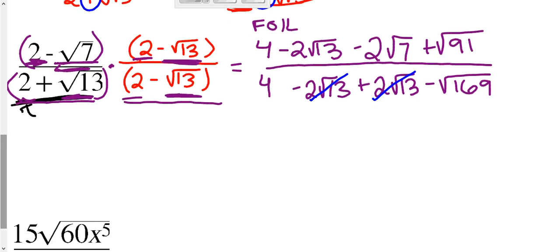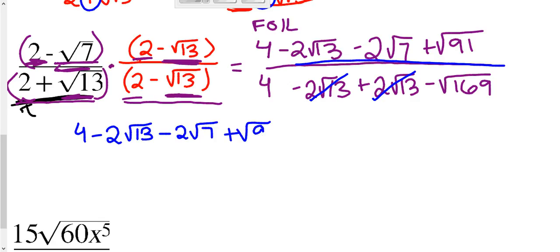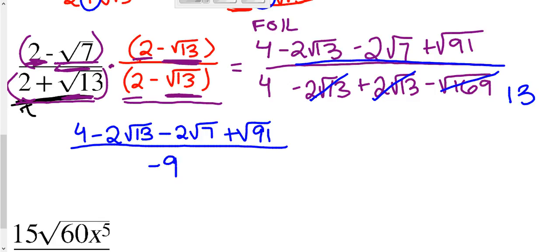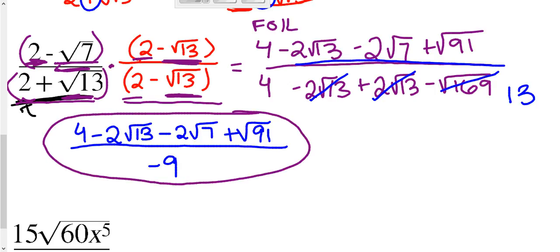So on the top, we don't have any square roots that are the same. So we have 4 minus 2 square root of 13 minus 2 square root of 7 plus the square root of 91, all over 4 minus 13, which is a negative 9. This looks long, but this is your final answer because square roots can only be added or subtracted if they are the same. And all of these are different. We have a square root of 13, square root of 7, and square root of 91. So even though that's long, that is our final answer.